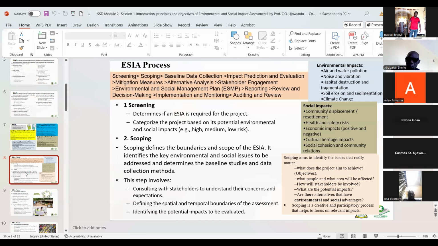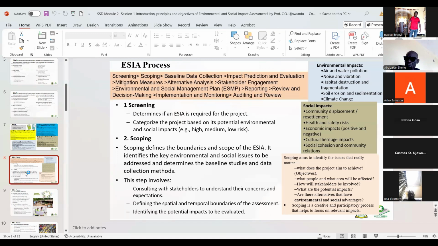Then let's now go into the crux of the matter, the ESIA, which is our environmental and social impact assessment. It's a process. Remember, we said that it's a process that assesses and predicts adverse environmental and social impact of projects. It starts with screening and goes into scoping, to baseline data collection, because after collecting data and scoping, you should now be able to predict the possible impacts. And you now go into mitigation measures.